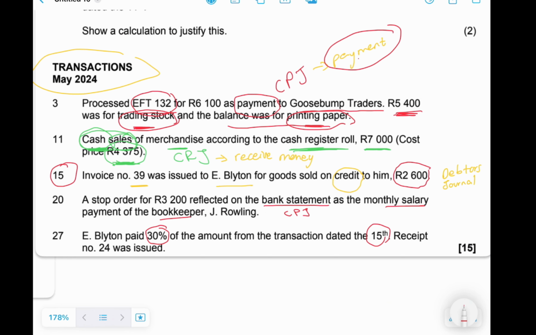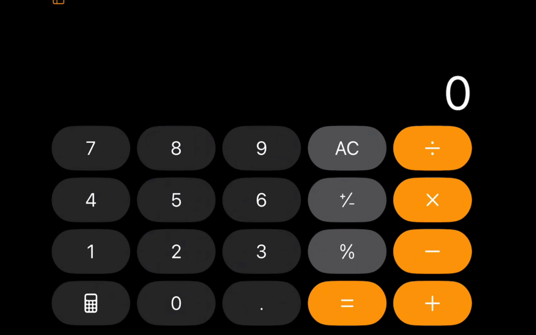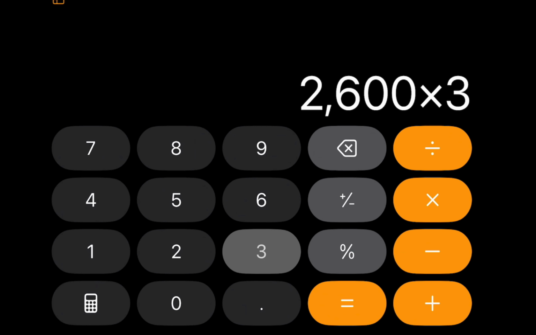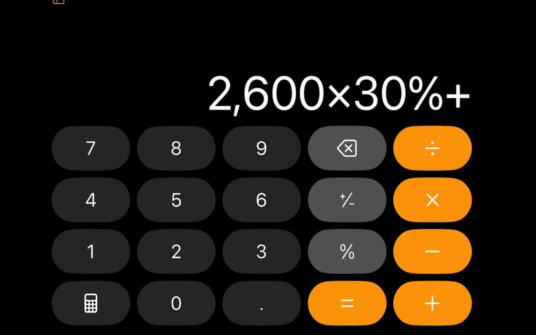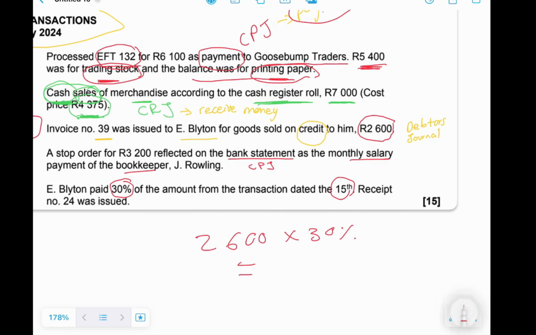So to get 30%, you say 2,600 multiplied by 30% or 30 over 100, and then you get your answer. So 2,600 multiplied by 30% equals 780. So it means Blyton paid us 780.